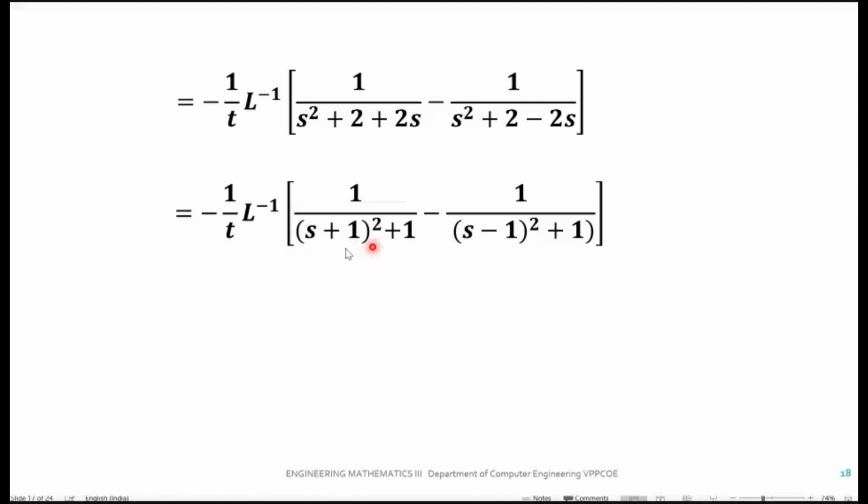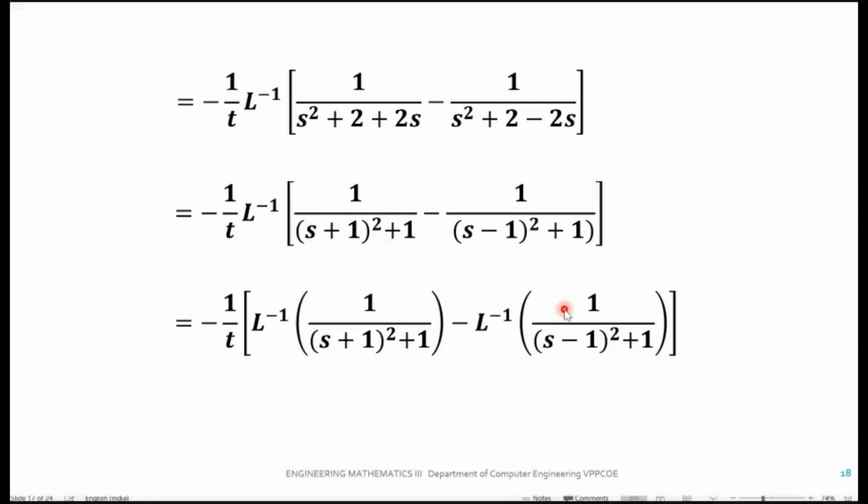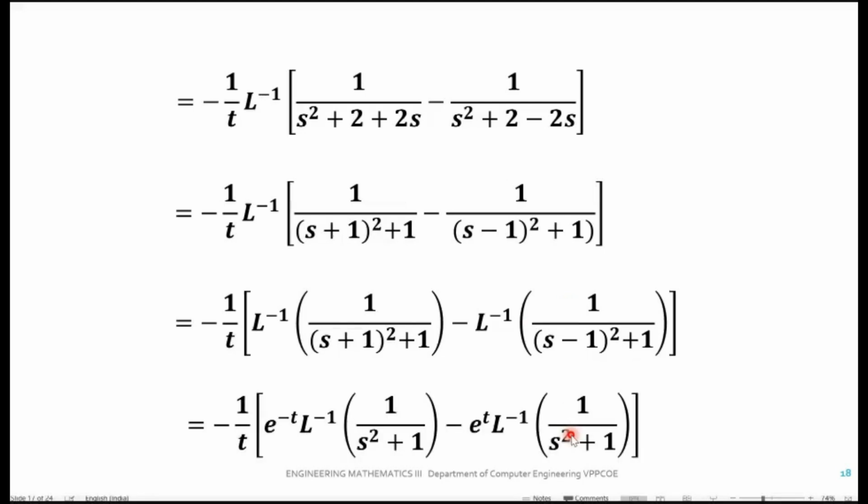Now e raised to s is replaced by s plus 1 in the first term, s minus 1 in the second term. I can take e raised to minus t common from the first term, e raised to t common from the second term, and then calculate the L inverse. Okay, so I can write e raised to minus t L inverse of 1 upon s square plus 1 minus e raised to t L inverse of 1 upon s square plus 1. So 1 upon s square plus 1 is sin t. So e raised to minus t sin t minus e raised to t sin t. Then simplification will give you the answer.